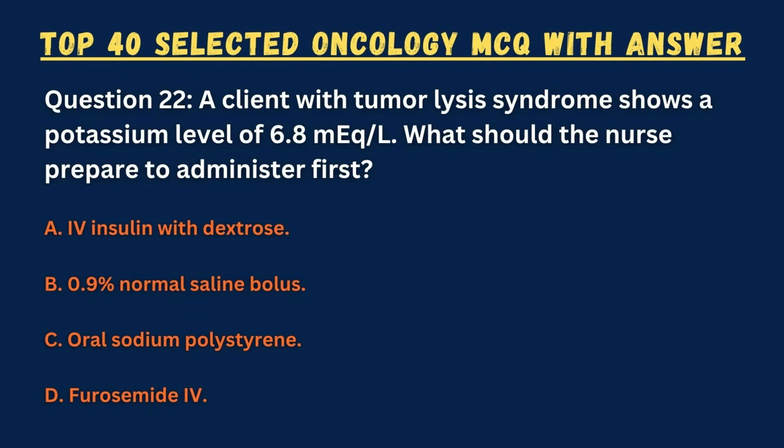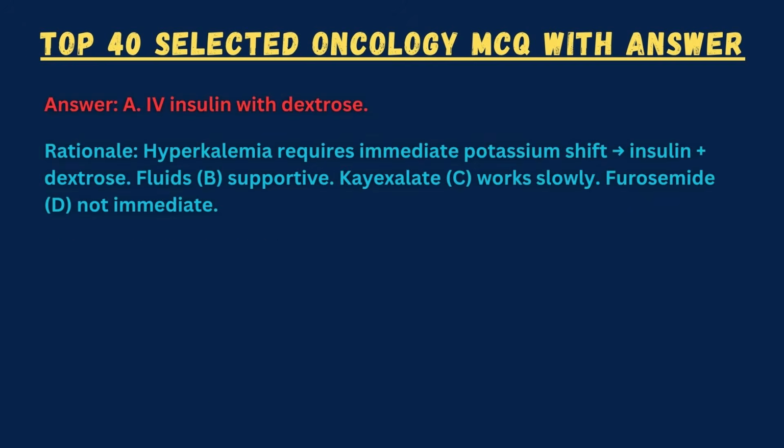Question 22. A client with tumor lysis syndrome shows a potassium level of 6.8 milliequivalent per liter. What should the nurse prepare to administer first? A. IV insulin with dextrose. B. 0.9% normal saline bolus. C. Oral sodium polystyrene. D. Furosemide IV. Answer. A. IV insulin with dextrose.